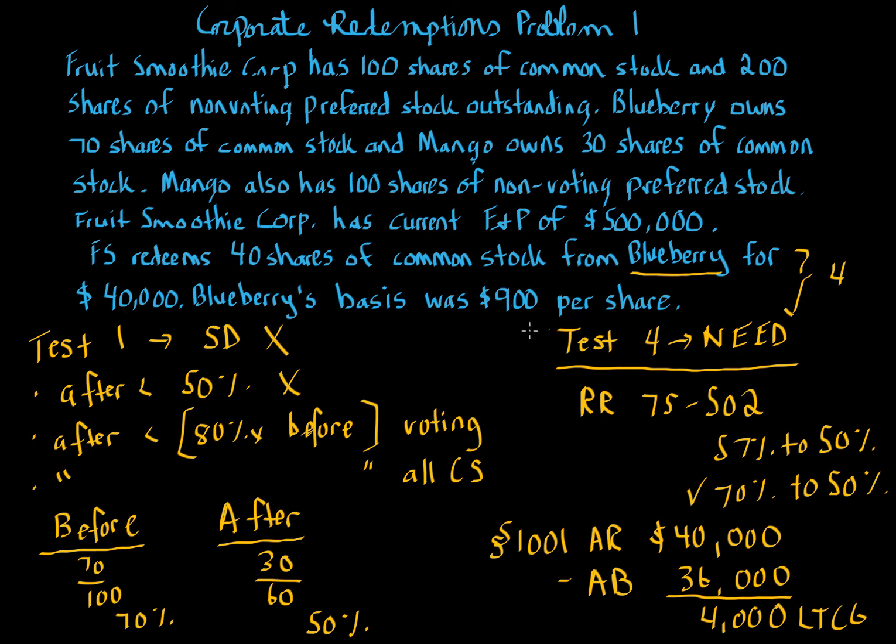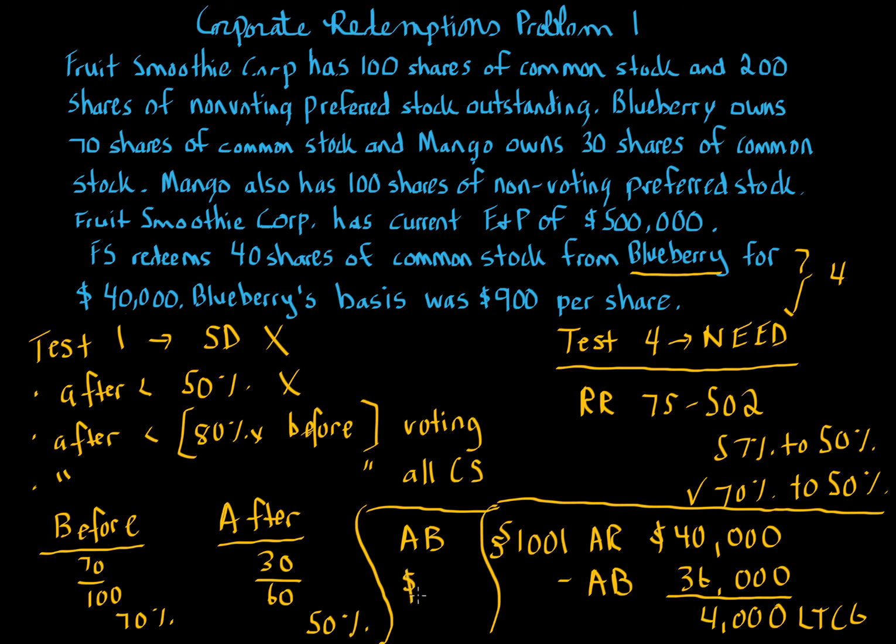The adjusted basis of the 30 shares left over is going to be $900 per share. You always have to identify that. And EMP issues, all that stuff, I have checklists that walk you through that. But the adjusted basis of the remaining 30 shares is going to be $900 per share. And we are done with the consequences of all 4 variations.